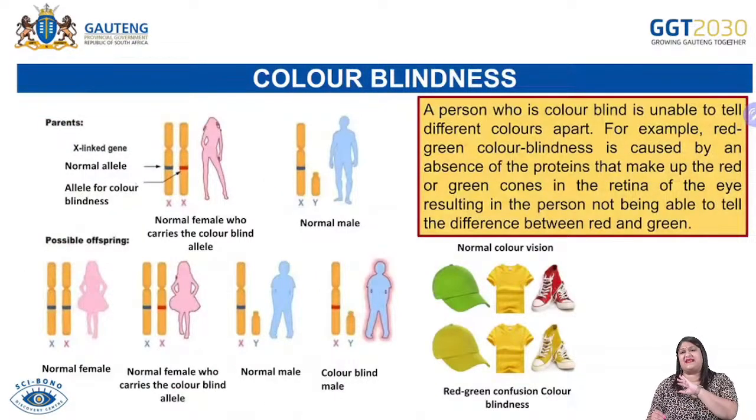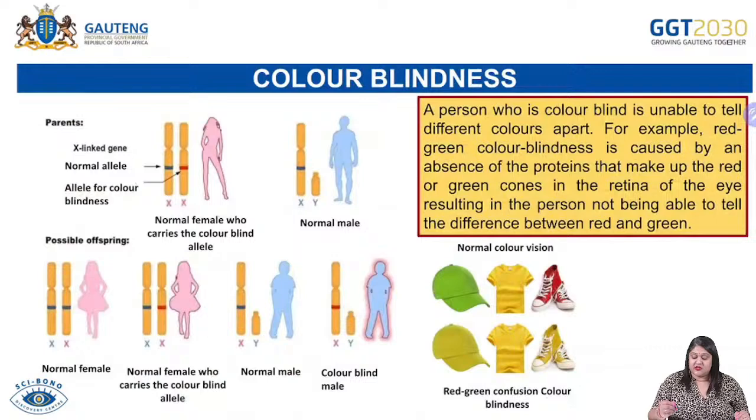Color blindness works exactly the same way, so I'm not going to go into the detail of that, but I want to explain to you what color blindness is. This is when a person who is colorblind is unable to tell different colors apart. For example, red-green color blindness is caused by an absence of proteins that make up the red or green cones of the retina of the eye, resulting in the person not being able to tell the difference between red and green.